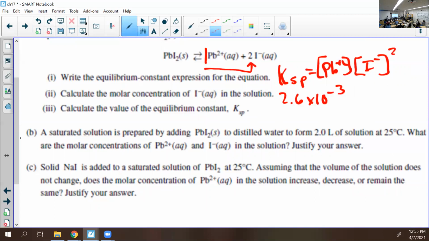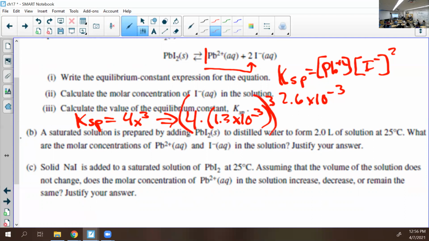Calculate the value of Ksp. So Ksp, since it's a 2 and a 1, is equal to 4x cubed. I have x, it's 1.3. So I multiply that by 4. Sorry, I have 4 times 1.3 times 10 to the negative third. And then what do I do? To the 3. Now this would all be raised to the third, right? You're right, I'm sorry.